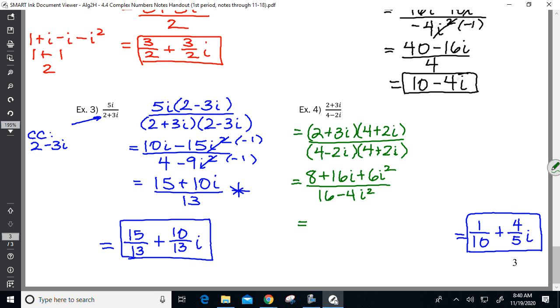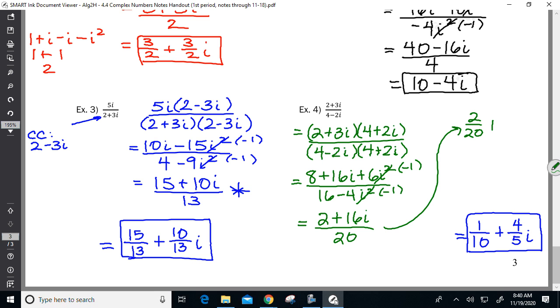Let's simplify and take over. i squared is negative 1. So you end up with 2 plus 16i over 20. Divide it out, which is separating it into the fractions. And of course, you can't leave it like that, those aren't reduced.